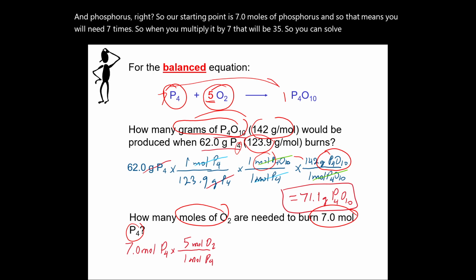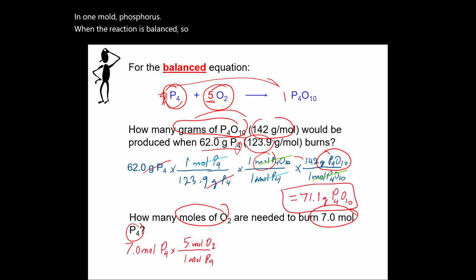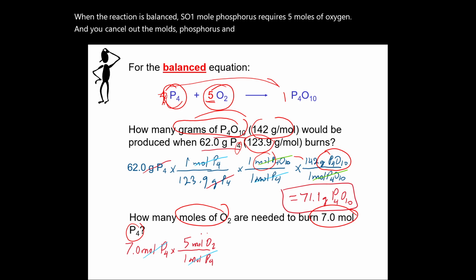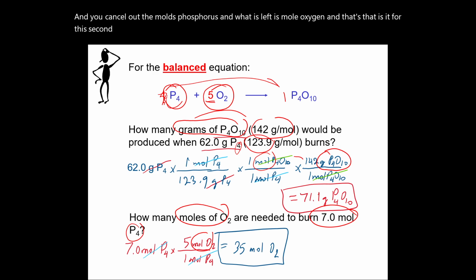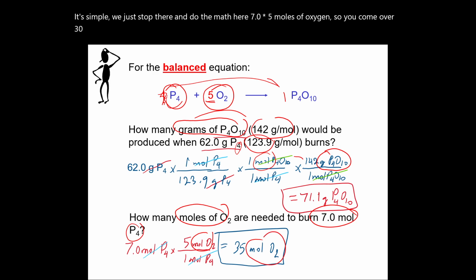And when the reaction is balanced, 1 mole phosphorus requires 5 moles of oxygen, and you cancel out the moles phosphorus, and what is left is moles oxygen, and that is it for this second part. It's simpler. We just stop there and do the math here. 7.0 times 5 moles of oxygen, so you come up with 35 moles of oxygen.